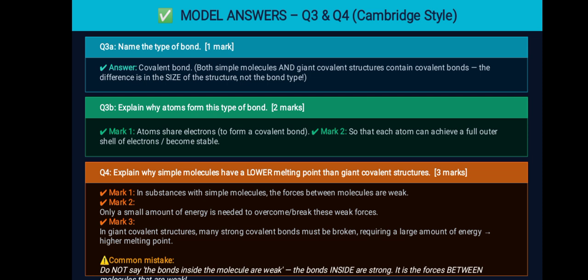Now, the most important thing is that there must not be a mistake. There is one mistake that students make every time. They say the bonds inside the molecules are weak. This is wrong. The bonds inside the molecule are very strong, but the forces between the molecules are very weak. If you make this mistake, you will be unable to get the marks. Just remember: the forces inside the molecule are very strong covalent bonds, but the forces between molecules are weak.